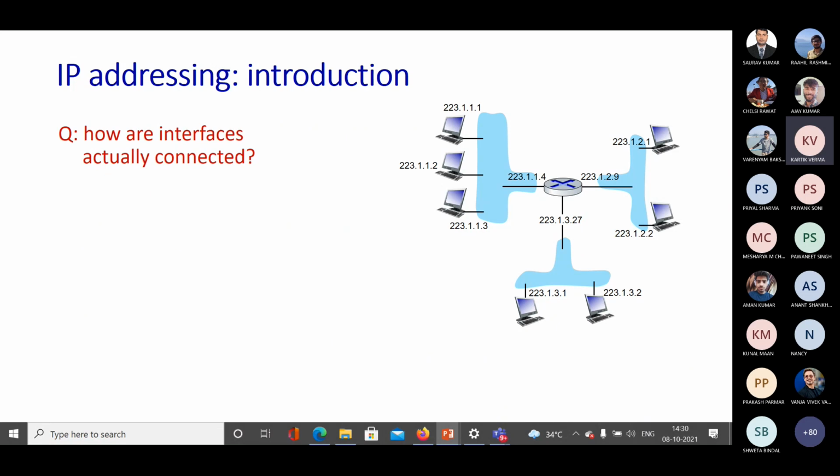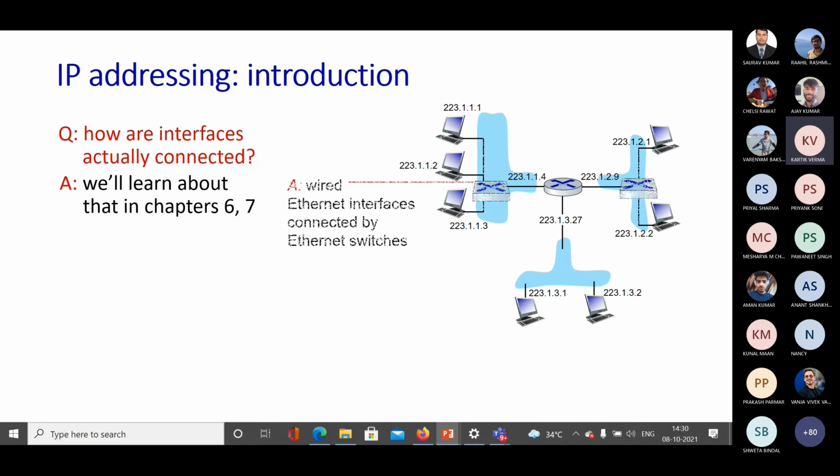So we have talked about interfaces until now. What we are going to talk about now is how these interfaces are actually connected. These connections we will see when we look at the next layers. So let's go further. You can either connect, as I already told you, via your Ethernet cables or via Wi-Fi access.